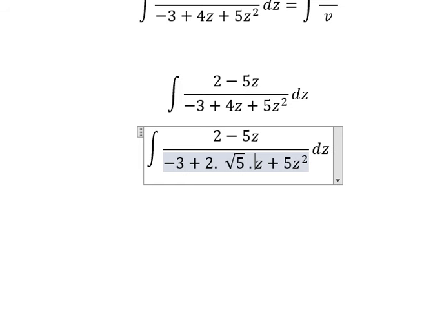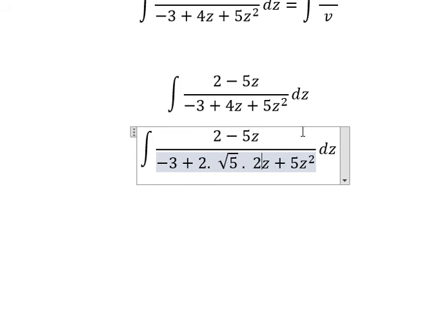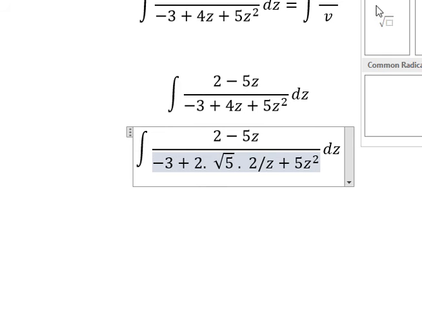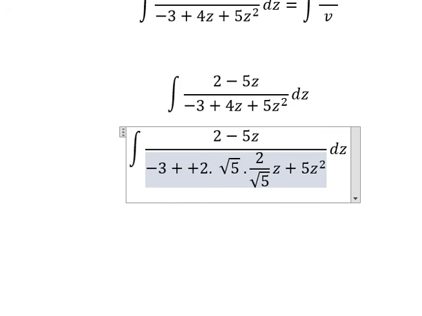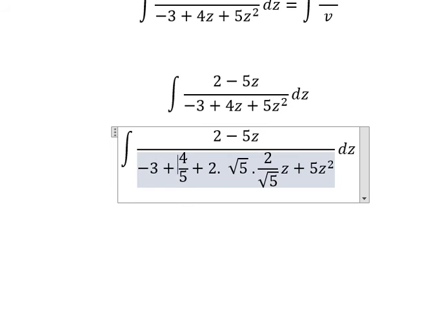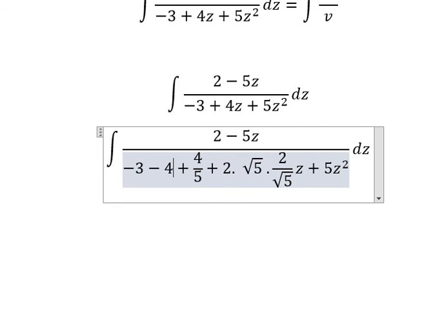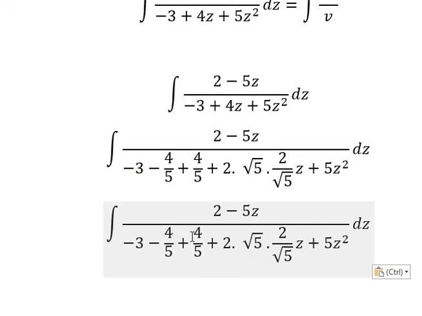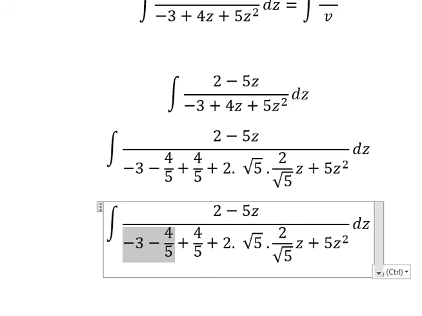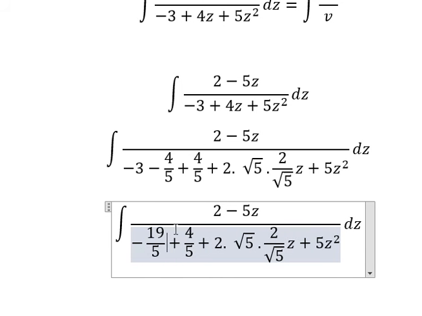And we have another number 2 over the square root of number 5. That means we need to have 4 over 5 in here. Later we need to minus 4 over 5. So this one we have negative 19 over 5. This one is the identity.